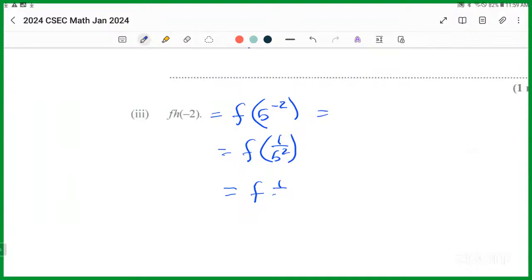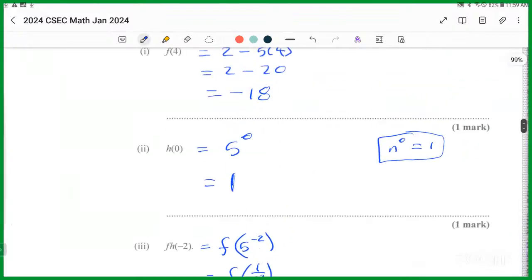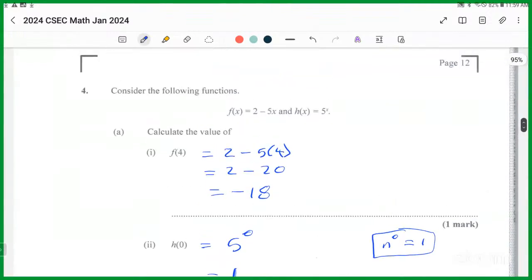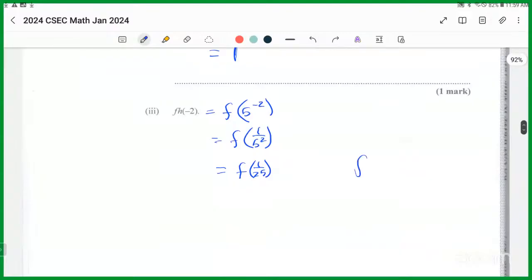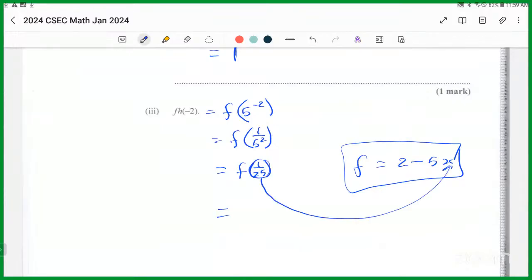1 over 25. If you didn't know, you could use a calculator and work this out. Then we want f of that now. What is f again? The f is 2 minus 5x. That's what the f function is. So we're taking the 1 over 25 and putting it here for the x, to get f of 1 over 25.